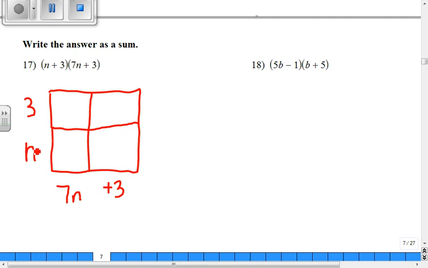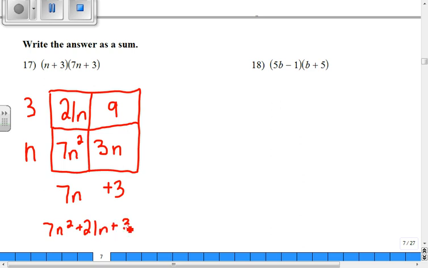Okay, 7n times n is 7n squared. 7n times 3 is 21n. 3 times n is 3n. And 3 times 3 is 9. So now all I need to do is combine like terms. So I have 7n squared plus 21n plus 3n plus 9.